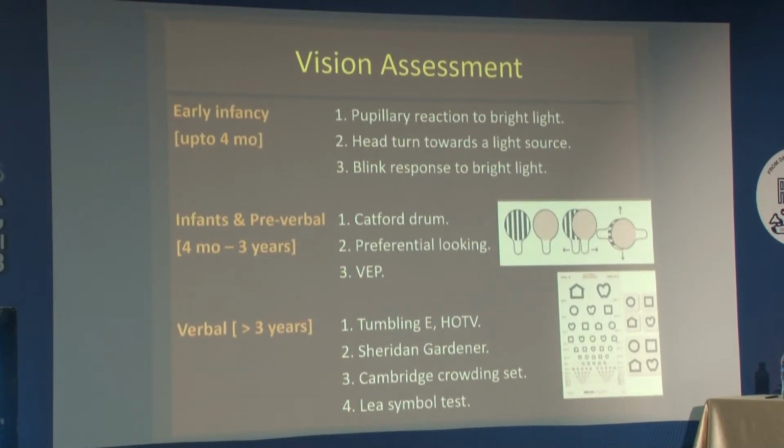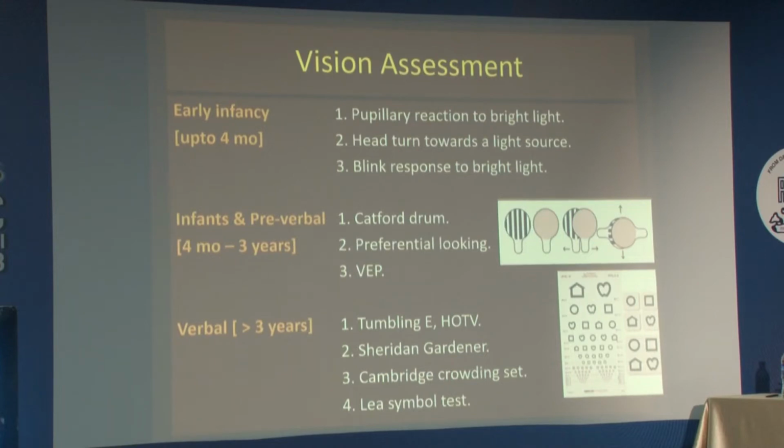So vision assessment is difficult in children, but not impossible. In early infancy, up to 4 months, you can check for pupillary reaction to light, head turn towards a light source, or blink response to bright light. For infant and pre-verbal children, you can use the Catford's drum, preferential looking tests like grating acuity, visually evoked potentials, and in verbal kids, you can use tumbling E, HOTV test, Sheridan-Gardner, Leah symbol tests, and there are a host of other tests which one can use.